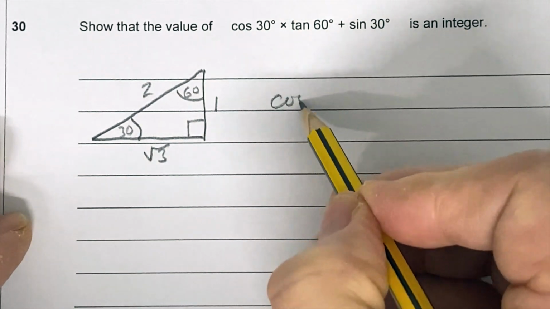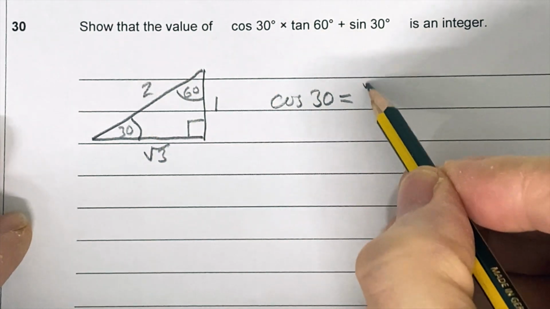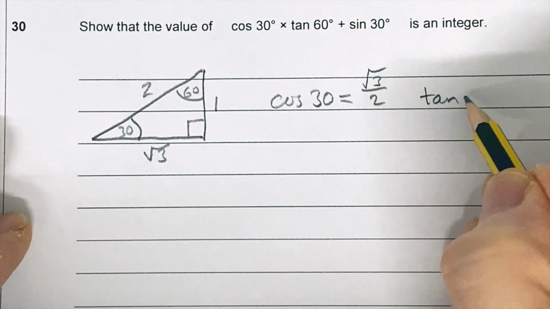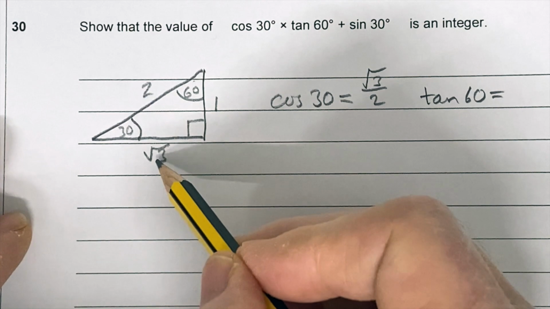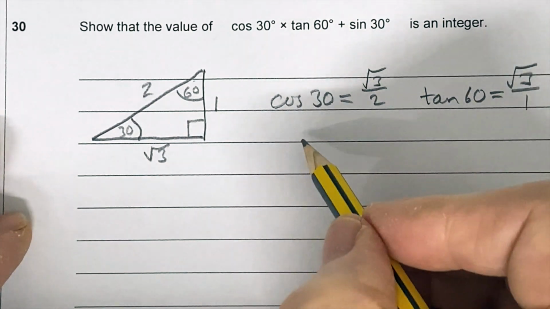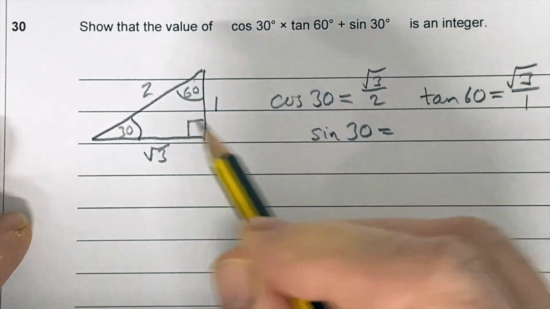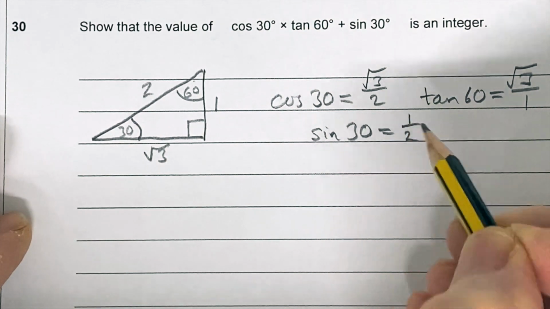Cos 30 is going to be adjacent over hypotenuse, so that's root 3 over 2. Tan 60, there's the 60, so now that's the opposite. So that's root 3 over 1. And sine 30, let's find that at the same time. Sine 30 is opposite over hypotenuse, so that's a half.